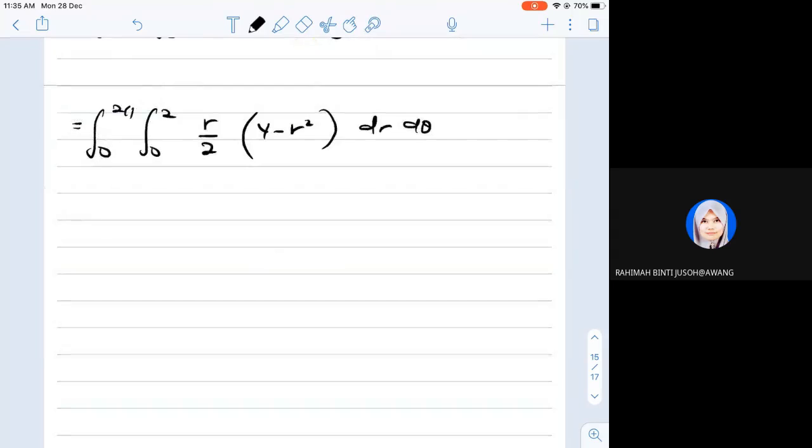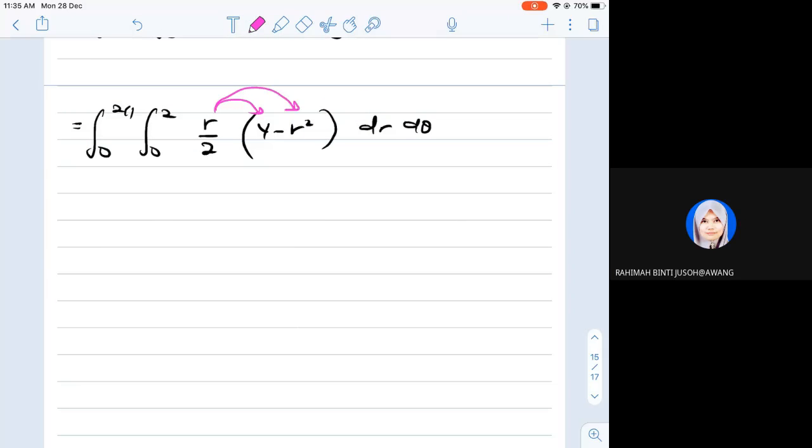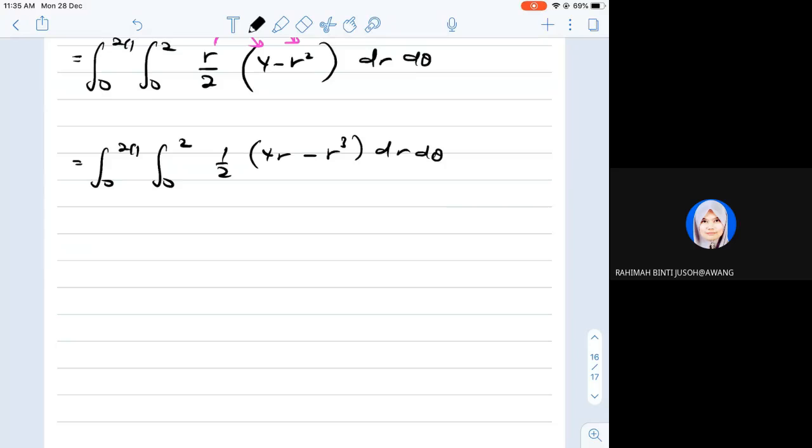So now how do we solve this integration? Macam mana nak integrate ni? We need to multiply first lah. You have to multiply here and here. Okay, so 0 until 2 pi, 0 until 2. So 1 over 2, 4r minus r cubed, dr d theta. So 1 over 2 can be taken out. 0 until 2 pi. So integrate this, we have 2r squared minus r to the power of 4 over 4. Substitute 0 and 2, d theta.